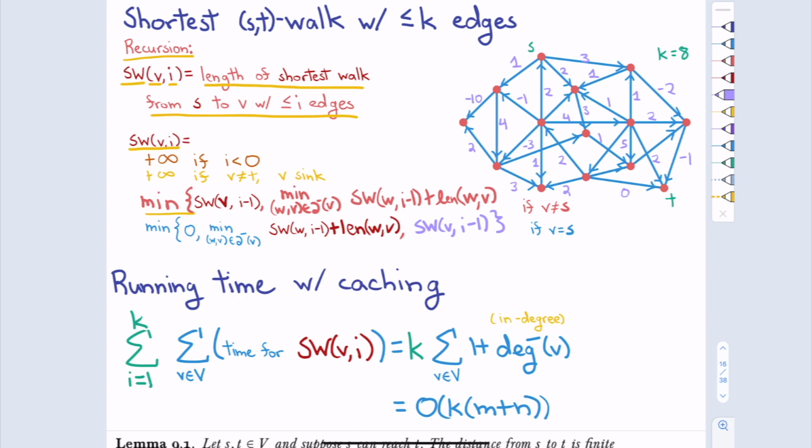And yes, now everything I said about the running time is just fine. We go through the whole DAG once. For each layer, there are k layers, so we need k times m plus n time.